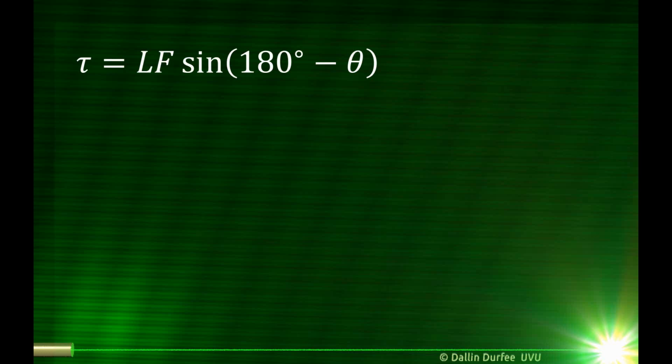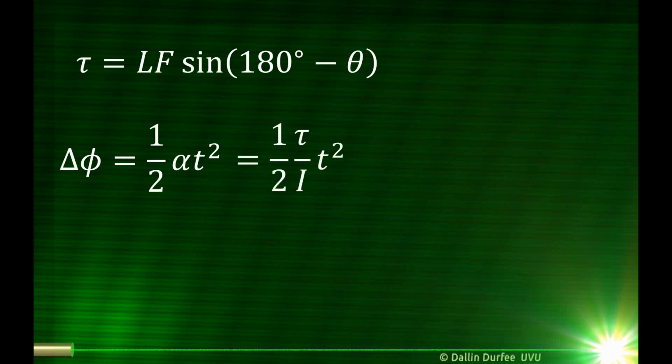Well, it turns out that the sine of 180 degrees minus theta is the same as the sine of theta. You can think about that, draw some pictures and figure that out. But just for the sake of being technically correct, I'm just going to leave it as 180 degrees minus theta for right now. So the change in angle is 1/2 alpha t squared, and alpha is just the torque divided by the moment of inertia. And I've taken away the vector sign.